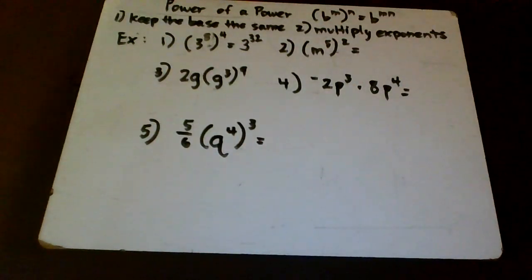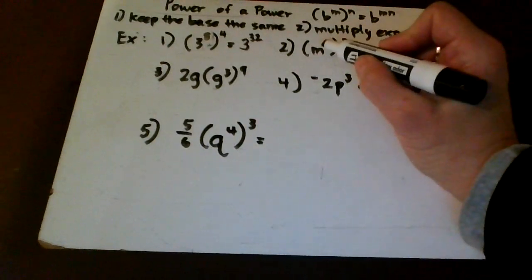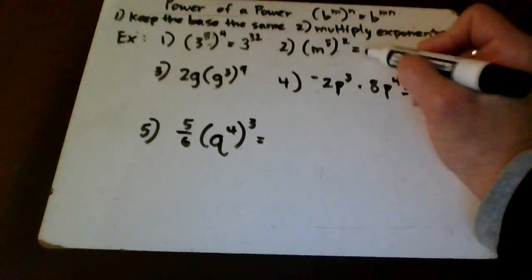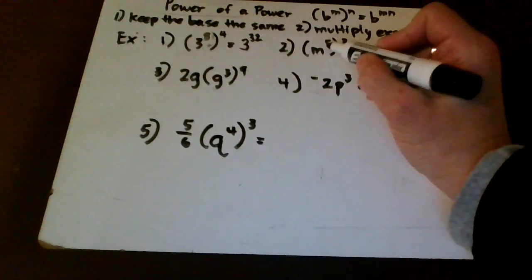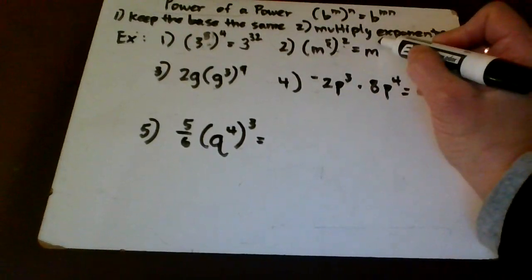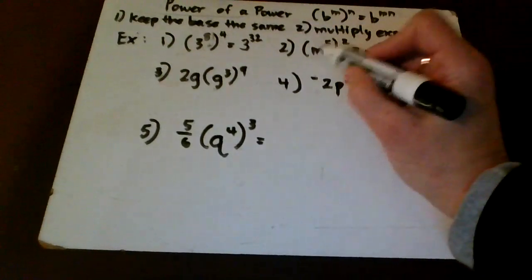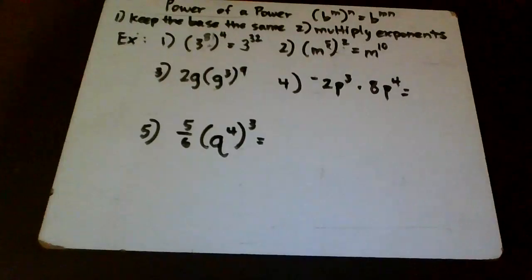And of course, this is algebra, so let's pull in some variables. Keep the base the same, m, and you multiply 2 times 5, which is 10. So keep the base the same, multiply the exponents, a power of a power.